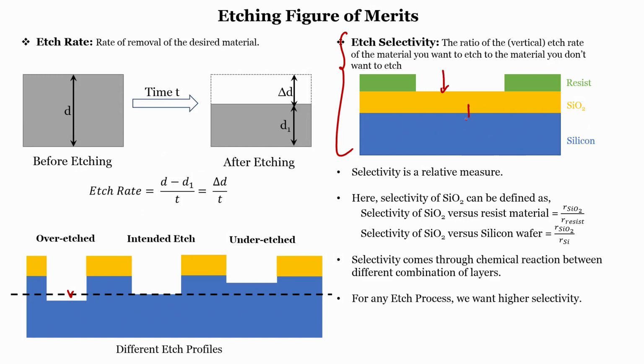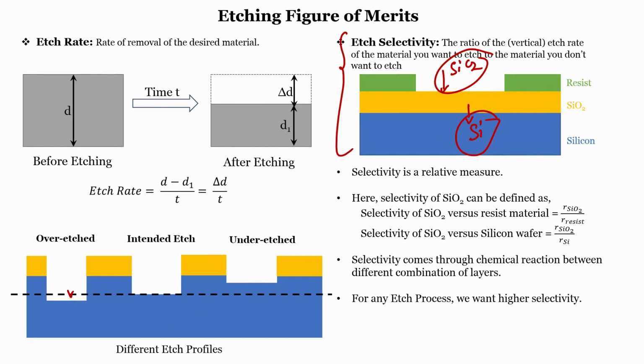So, this is the material we do not want to etch, right, silicon. We want to etch silicon dioxide, right. So, the ratio of the vertical etch rate of the material you want to etch, that is silicon dioxide, to the material you do not want to etch, which is silicon. So, it should be extremely high, right.